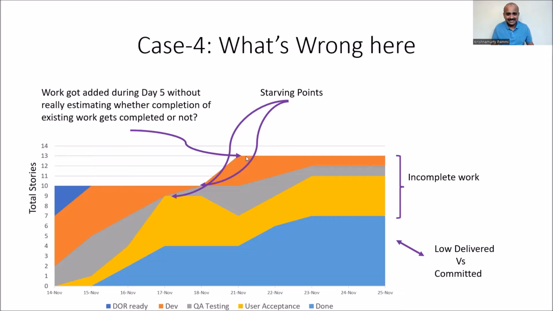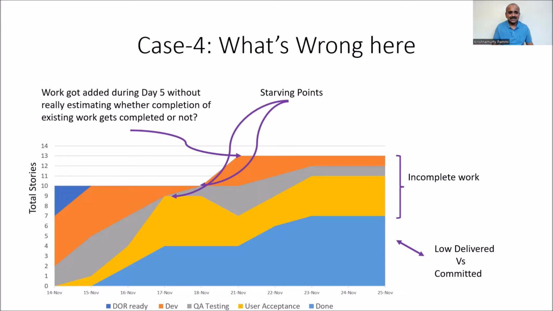And not only this, there are starving points. That means points of zero work. If you see here, this particular amber, this is development. On this day of 18th November, the developers don't have any work. There's no flow properly happening. Similarly, on 17th November, there is no work for QA.